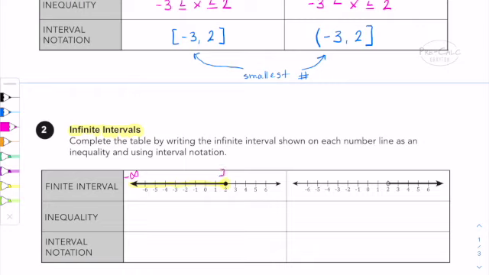If I was to write this as an inequality, I would write this as x is less than or equal to 2. And as an interval, I would write it as negative infinity with a parenthesis, comma, 2 with a square bracket. Infinity always receives a parenthesis, and then a number receives the correct bracket based on what's going on. In this case, we have a closed circle. Closed circle is a square bracket.